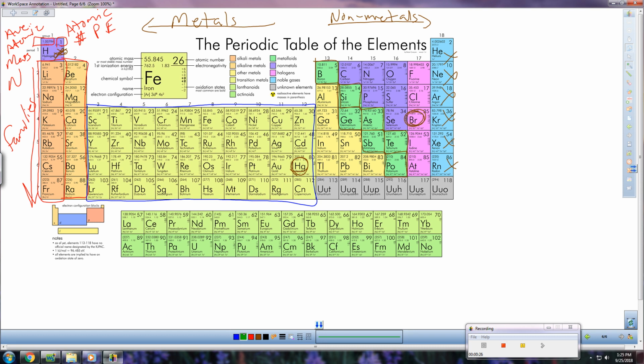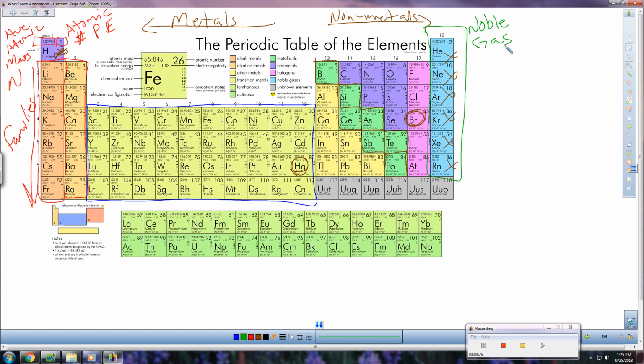So, taking a look, another group that I want to point out is this far right group. These guys are the noble gases. These guys are actually the only elements that are absolutely stable. Okay? Our noble gases are actually stable. They don't like to bond with anything. They don't like to necessarily interact with all the other ones.